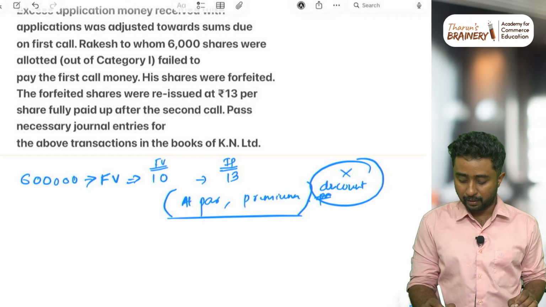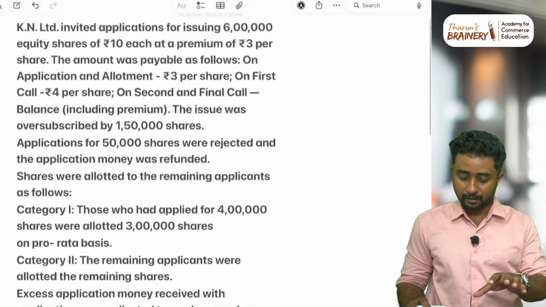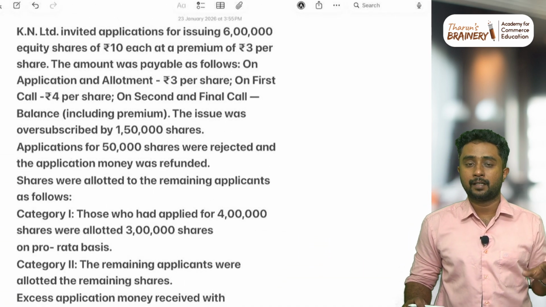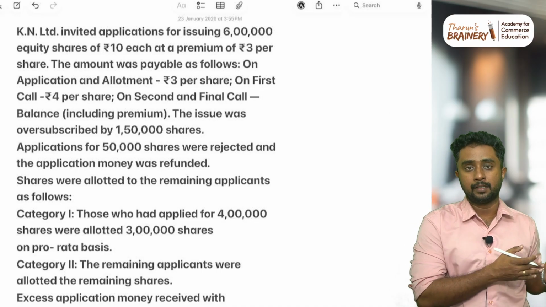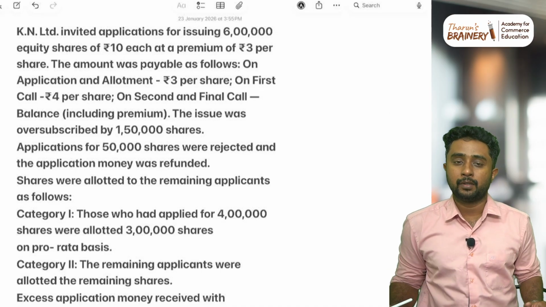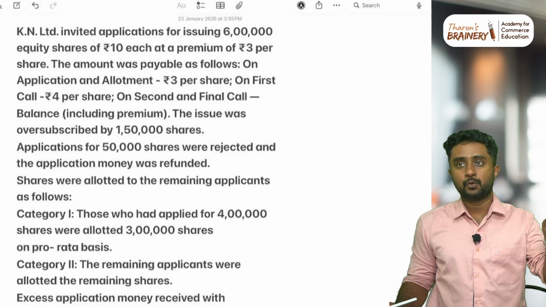So we are only thinking about whether it is issued at par or premium, because the shares given here are issued for the first time by the company. They didn't say that they already cancelled 6 lakh shares and are now reissuing them. They didn't say anything like that. That means the shares are issued for the first time.